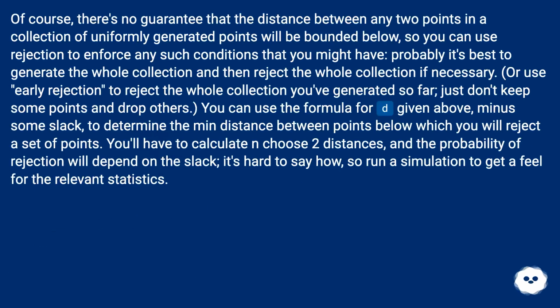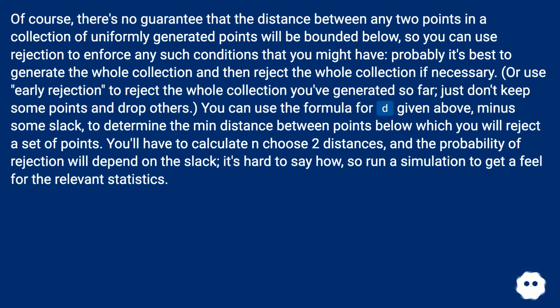Of course, there's no guarantee that the distance between any 2 points in a collection of uniformly generated points will be bounded below, so you can use rejection to enforce any such conditions that you might have. Probably it's best to generate the whole collection and then reject the whole collection if necessary. Or use early rejection to reject the whole collection you've generated so far. Just don't keep some points and drop others.